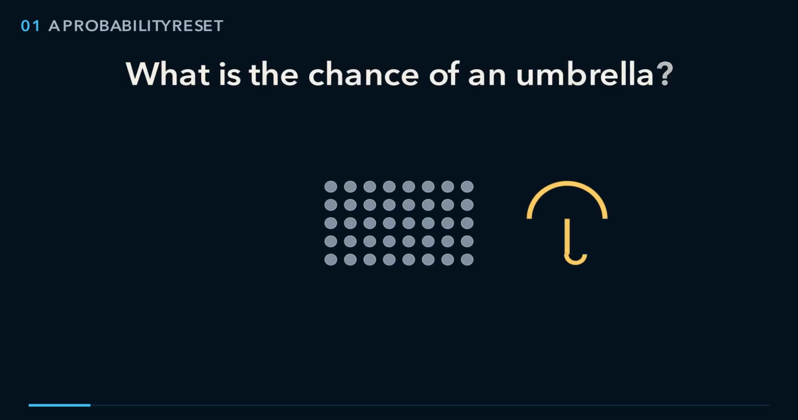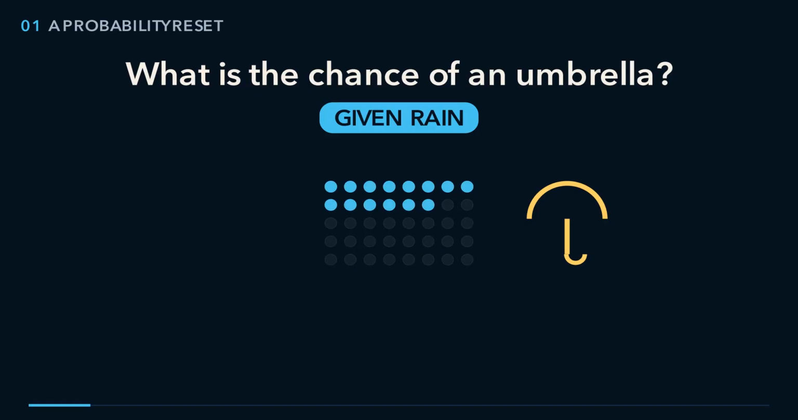Imagine I ask, what is the chance that a person carries an umbrella? You might look at everyone in a plaza and count the umbrellas. But then I add two words, given rain. Those two words change the world we are counting inside. People standing in sunshine are no longer relevant.